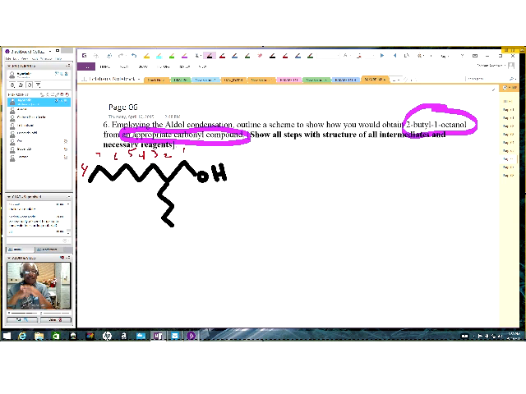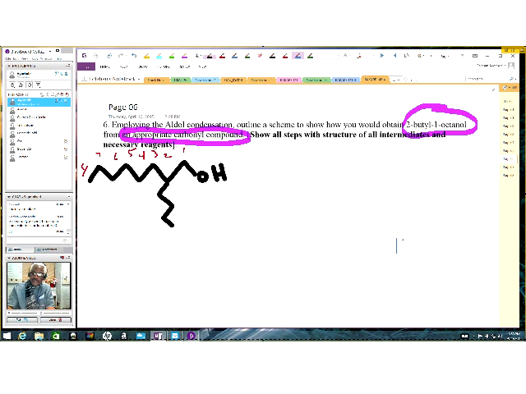Now, they want us to make this using an aldol condensation. This question does require that you think critically. It is not as innocent as it looks. You have to do some critical thinking here, and of course, you also need knowledge of all of those reactions. Since they told us to use aldol condensation, you know that the final product must be an alpha-beta unsaturated ketone or aldehyde.